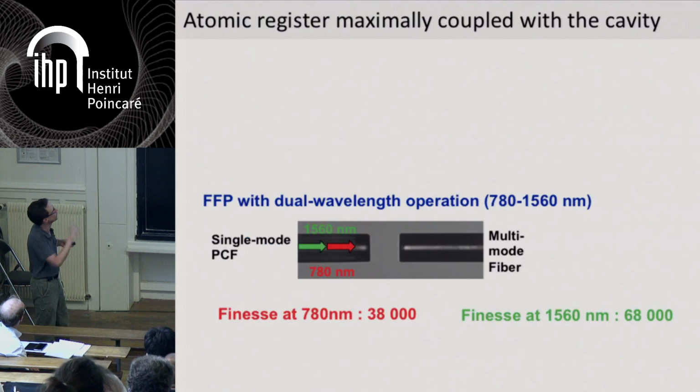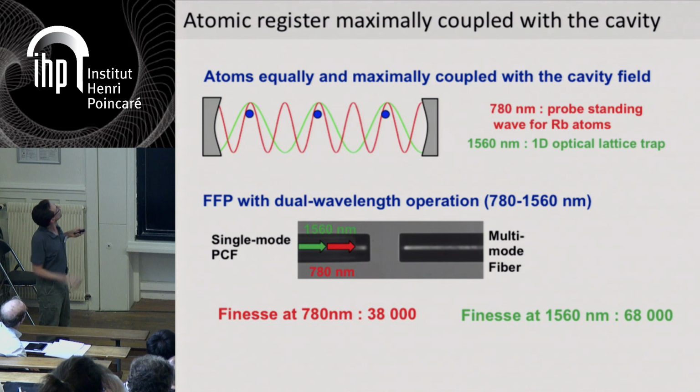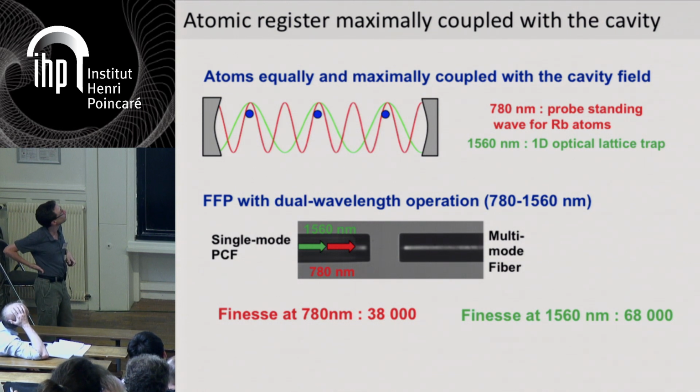And now the new experiment we're building is based on a multi-mode fiber cavity, which allows to make a high-finesse Fabry-Perot cavity for 2 wavelengths at the same time. One is 780, which is used for the coupling between the 2 levels of the rubidium atoms. And the other is exactly 2 times 780, which is used for the trap. And the idea here is to trap the atoms at some positions where they are maximally coupled to the 780 mode. So they all interact with equal and maximal strength with the cavity mode. So that's the kind of trick we're implementing now.